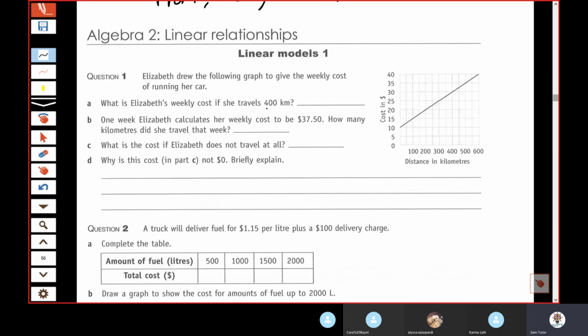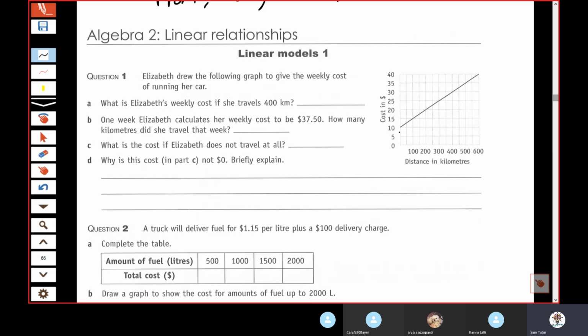I feel like it's looking easy, but again, will be in your exam because obviously it's worded problems and more applied. Elizabeth drew the following graph to give the weekly cost of running her car. So distance in kilometers, 100, 200, 300, 400, and the cost. So if she hasn't gone anywhere, it automatically costs her $10. Why does it cost her $10? Does anyone have any idea of why it would cost her $10 regardless if she hasn't driven anywhere? What would the reason for that be?